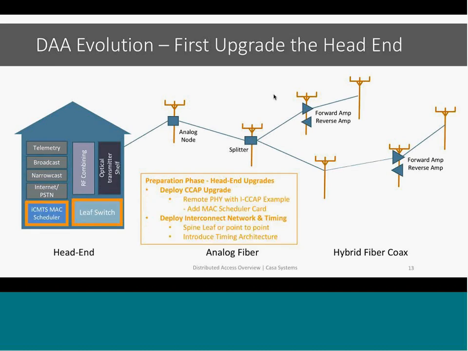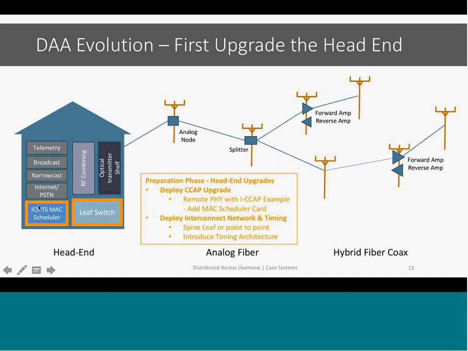The first thing you would do is upgrade your head end. You could take your existing, I'll call it a legacy CMTS, and upgrade it to a CMTS that supports remote PHY. So the CMTS needs to be able to support the MAC processing, the scheduling of the end users.